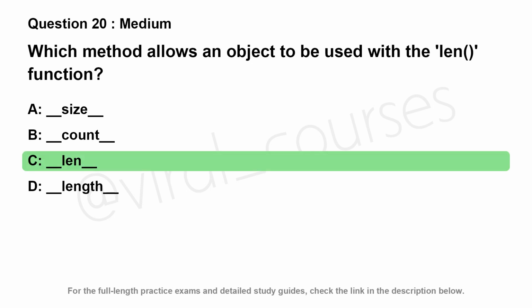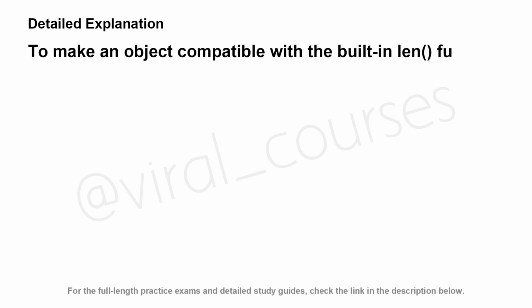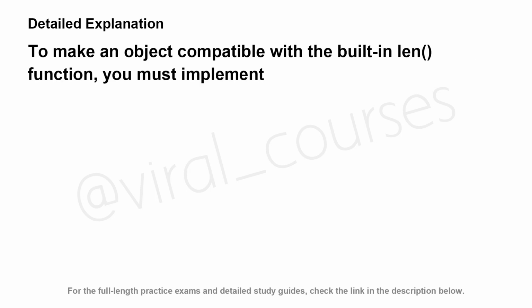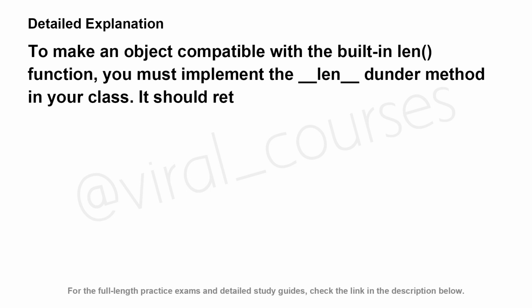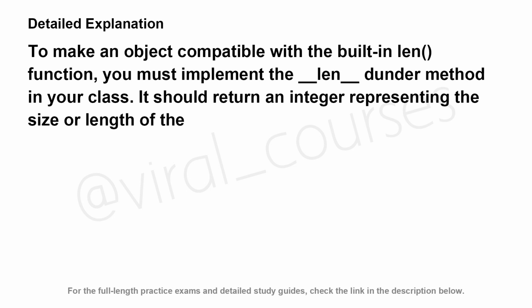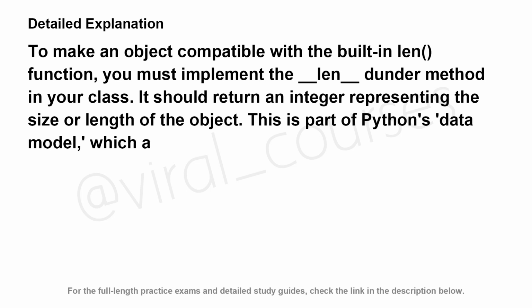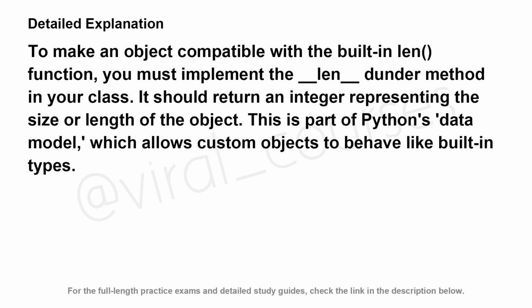The correct answer is C. To make an object compatible with the built-in len function, you must implement the __len__ dunder method in your class. It should return an integer representing the size or length of the object. This is part of Python's data model, which allows custom objects to behave like built-in types.